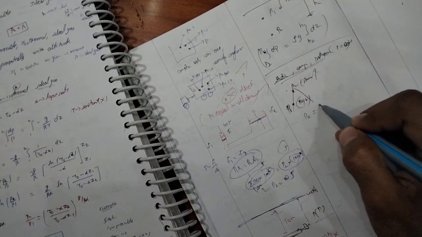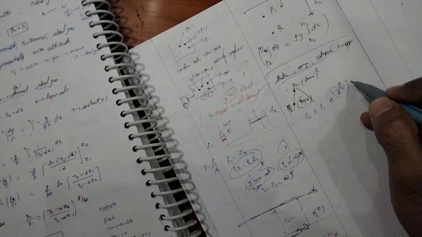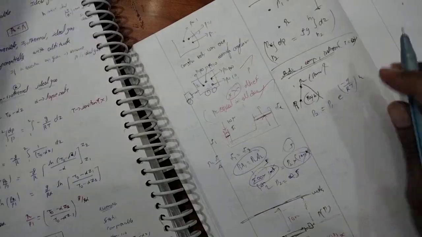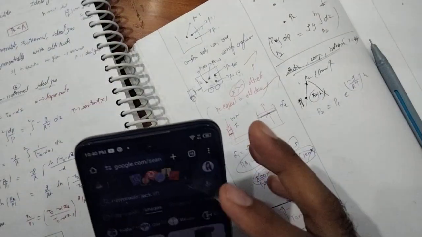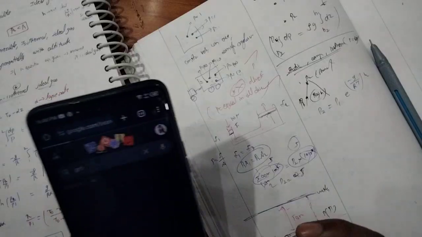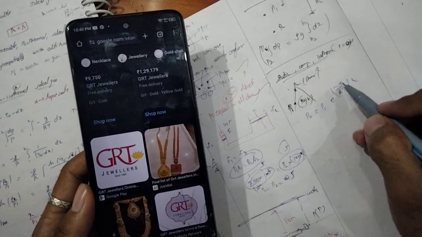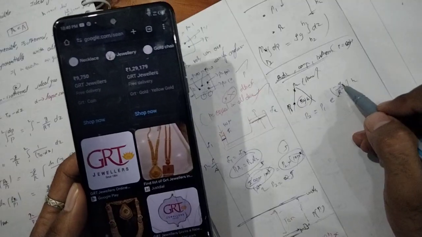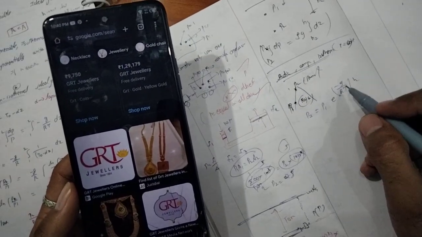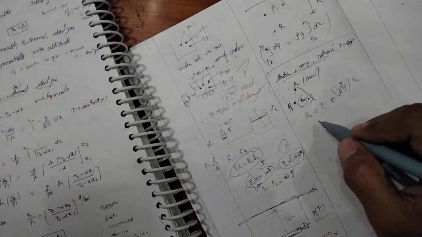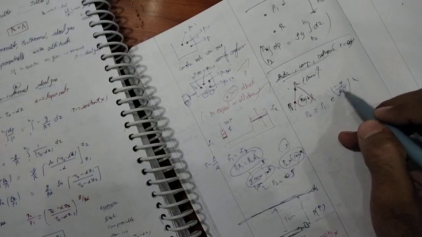P2 equals P1 e power minus g h over RT. Okay, you would have recognized GRT. GRT is a jeweler, a jewel shop. So you have to remember GRT H. While you went for GRT, you sneezed H, like that. So that's the thing. The pressure P2 equals P1 times e to the power of minus g h over R T.